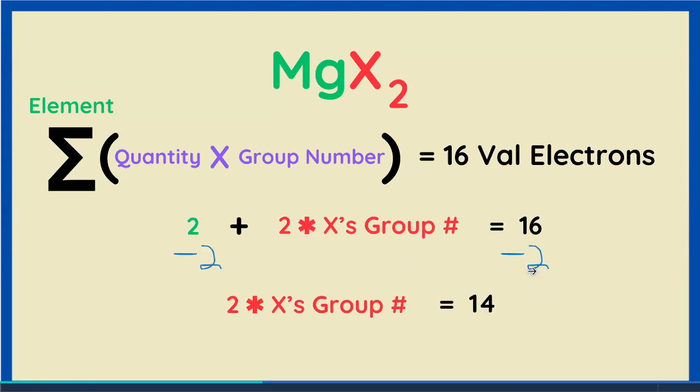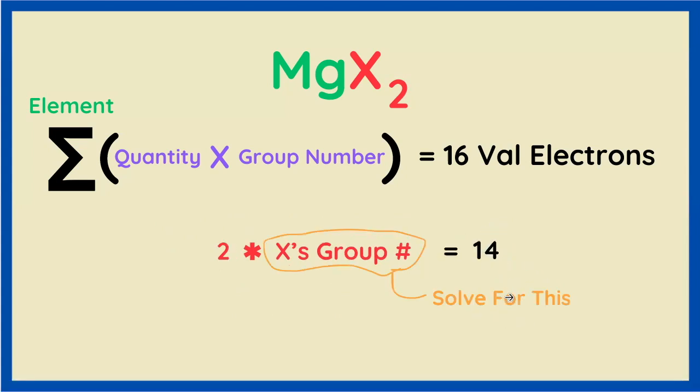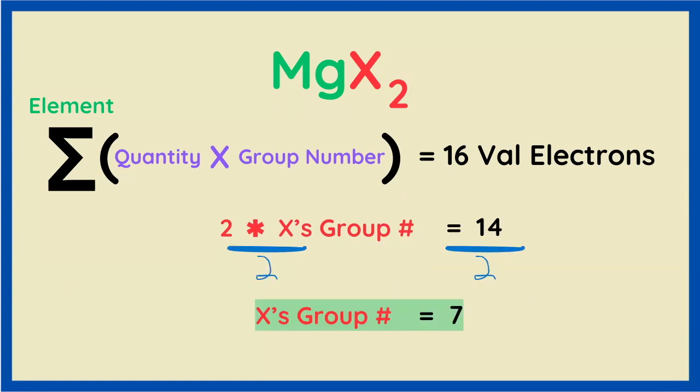So if Mg contributes 2 valence electrons to the molecule, and there are 16 total, let's do some rearranging. We subtract 2 on both sides and get that 2 times our mystery element's group number equals 14 valence electrons. And just to clarify what we're doing, we're rearranging our equation to solve for an unknown of interest. In this case, our mystery element's group number, and of course by extension eventually the mystery element itself. So to get X's group number on its own side, we're going to divide 2 on both sides and get that our mystery element's group number is 7.